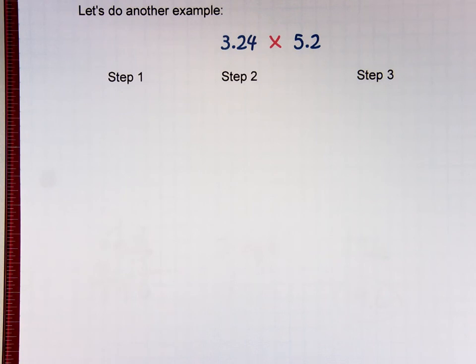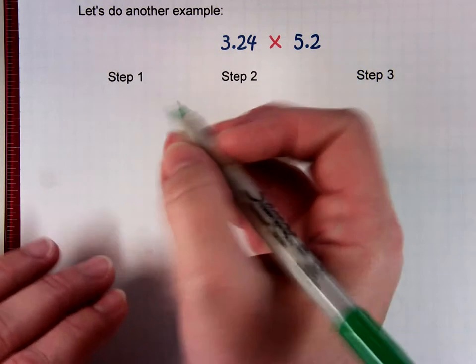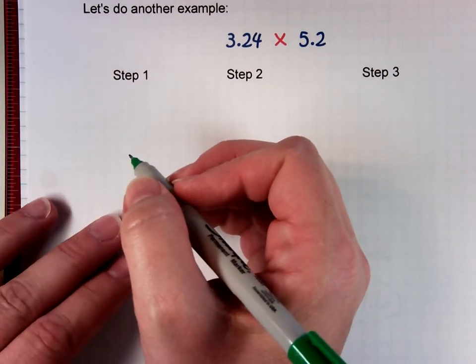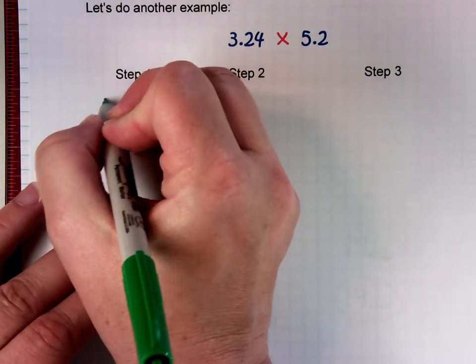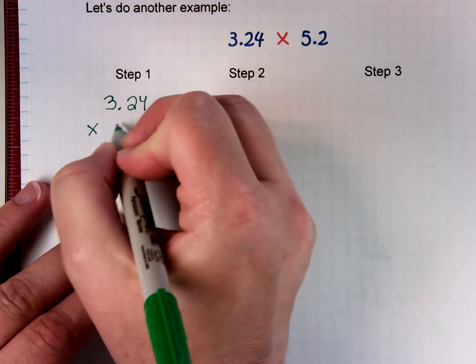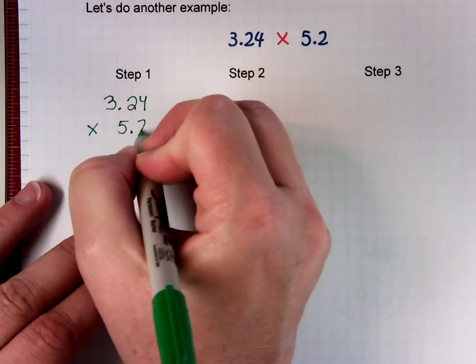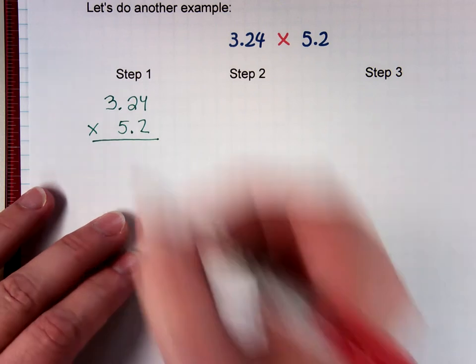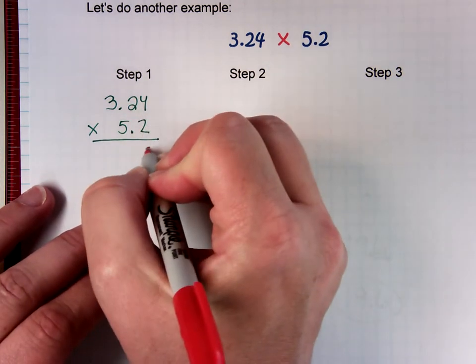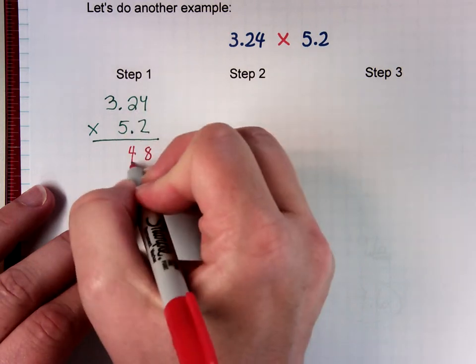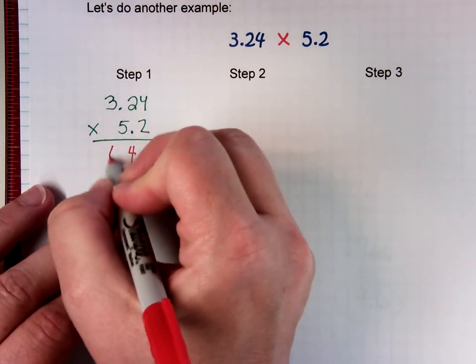3.24 times 5.2. This one is a little bit tougher. Step number 1. Ignore the decimal points and multiply as usual. 324 times 52. 2 times 4 is 8. 2 times 2 is 4. And 2 times 3 is 6.